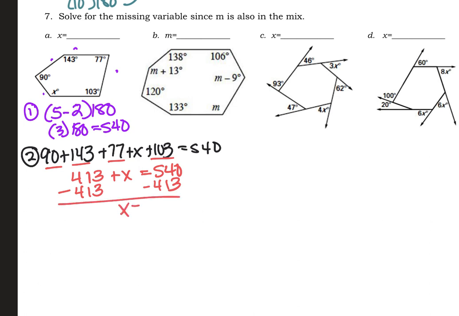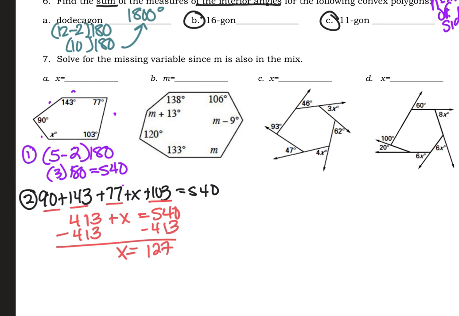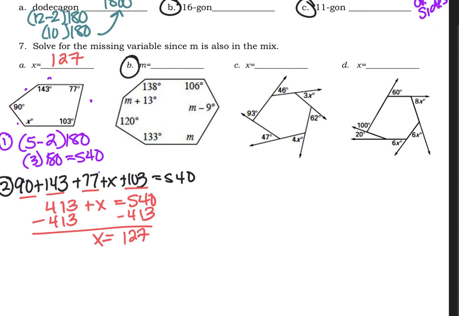So x is going to equal 127. So our x here is 127. All right, you guys will do letter B. All right, let's look at C.